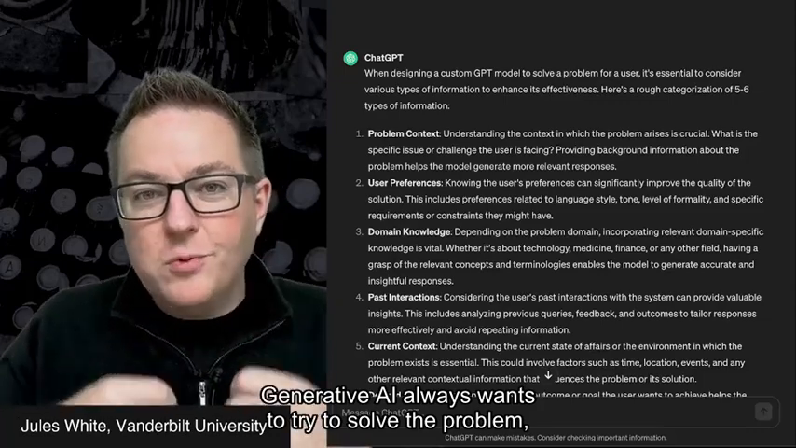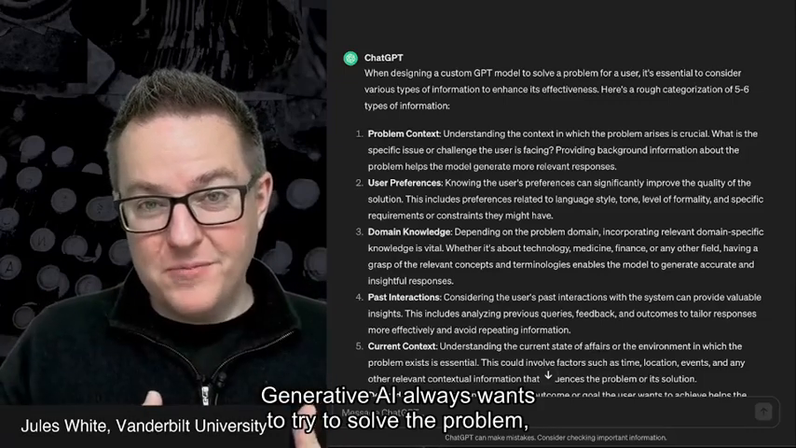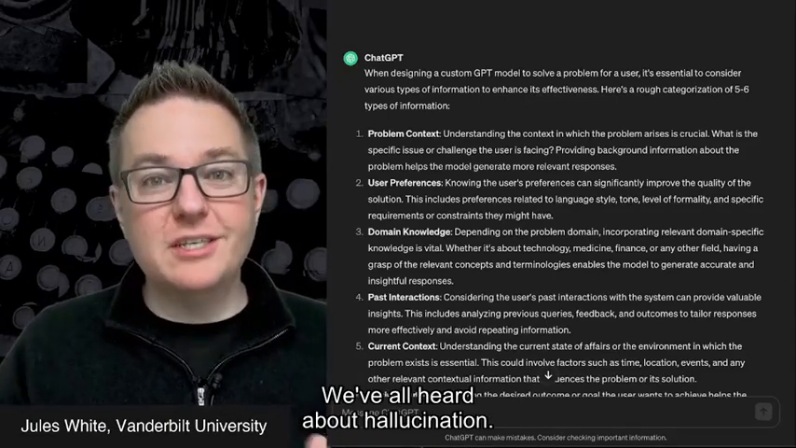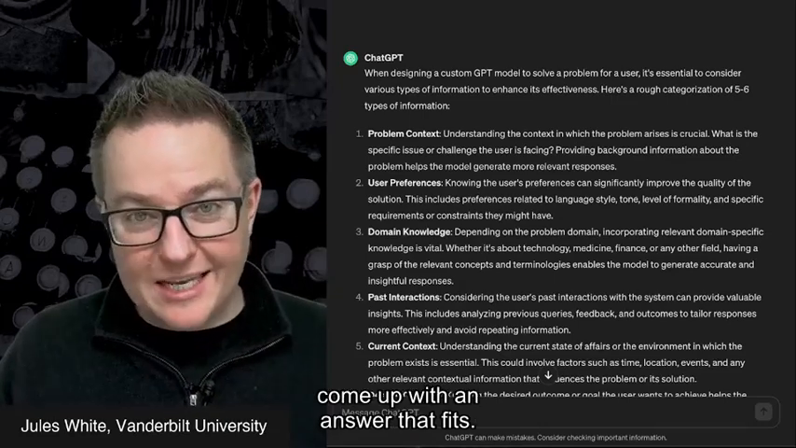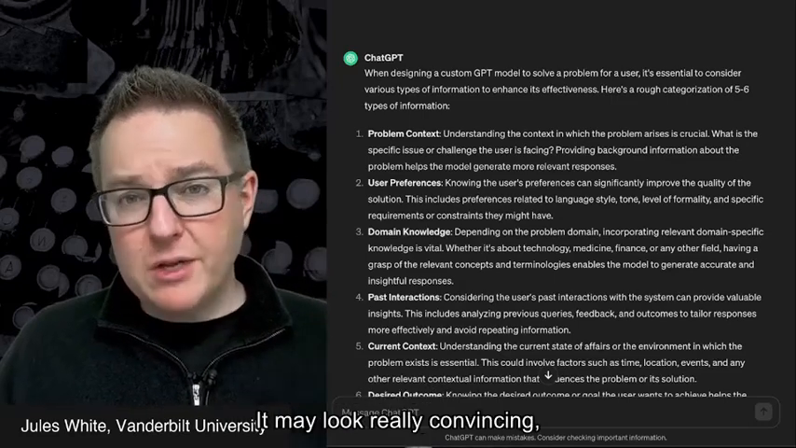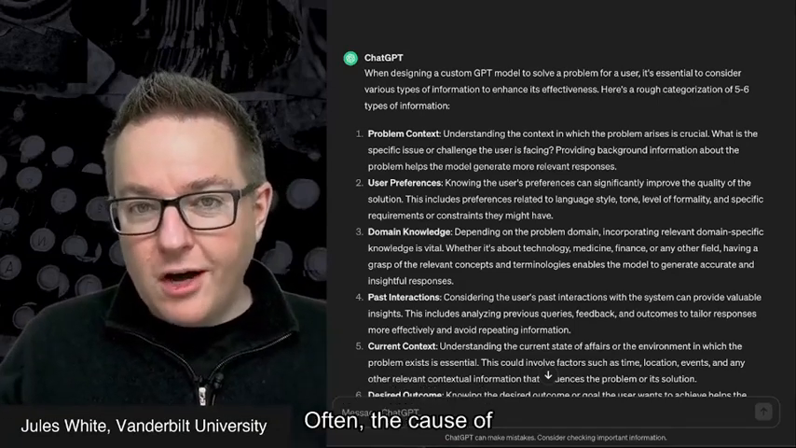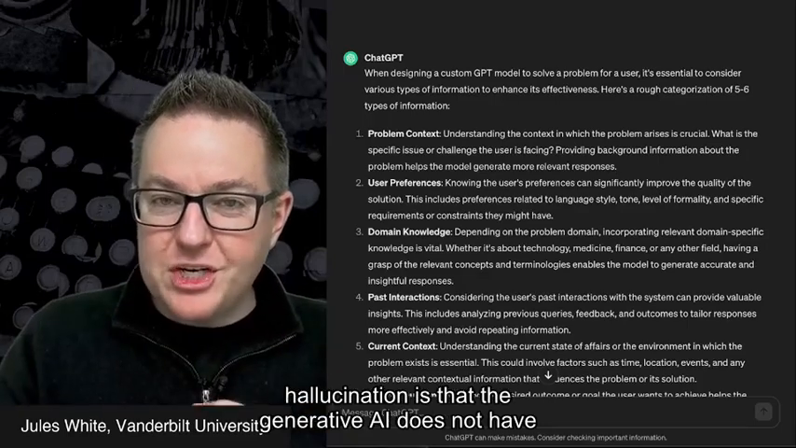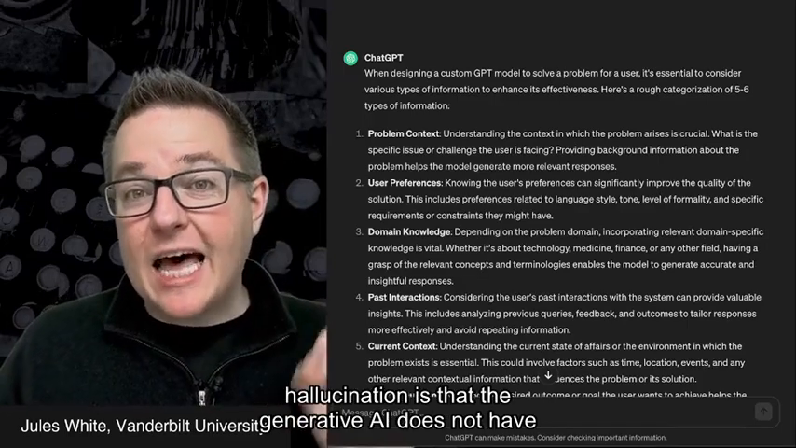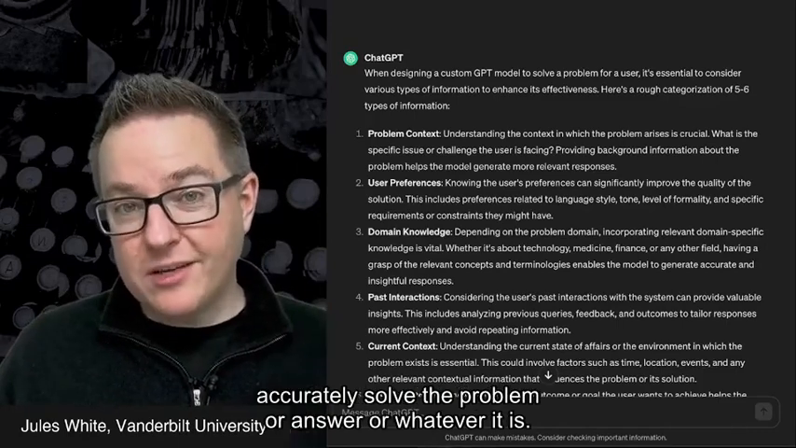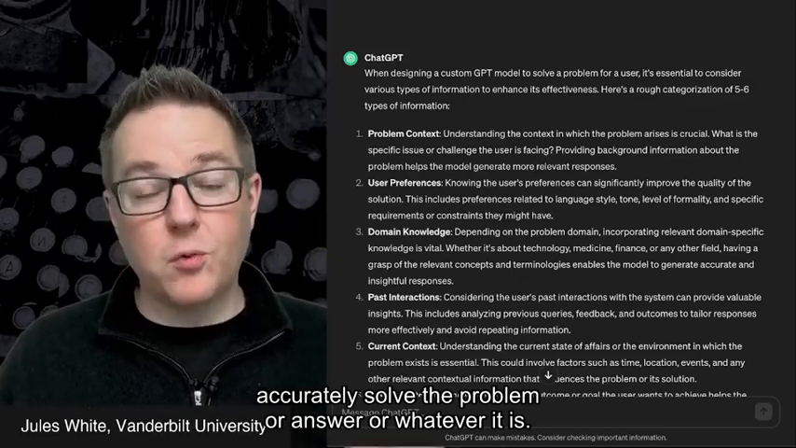Generative AI always wants to try to solve the problem, and this leads to hallucination. We've all heard about hallucination. This is when it tries to come up with an answer that fits. It may look really convincing, but maybe it's not factually accurate. And often the cause of hallucination is that the generative AI does not have the information that it needs in order to accurately solve the problem or answer or whatever it is.